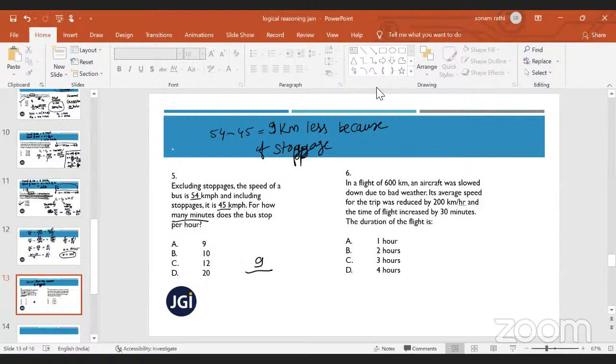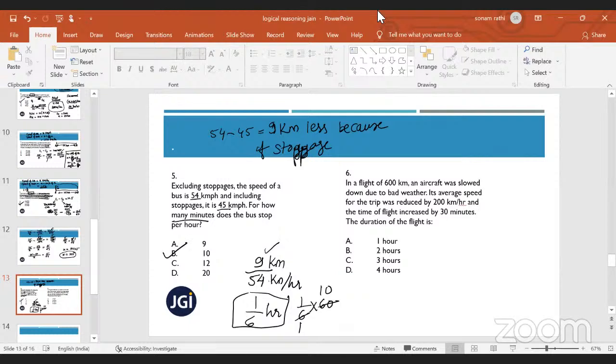9 divided by 54, correct? Kilometer upon kilometer per hour. How much will this be? 1 by 6 hour. Convert it into minutes. 1 by 6 into 60. 10 minutes. Answer is 10 minutes.